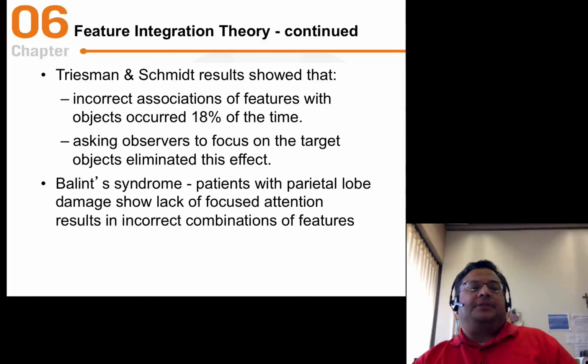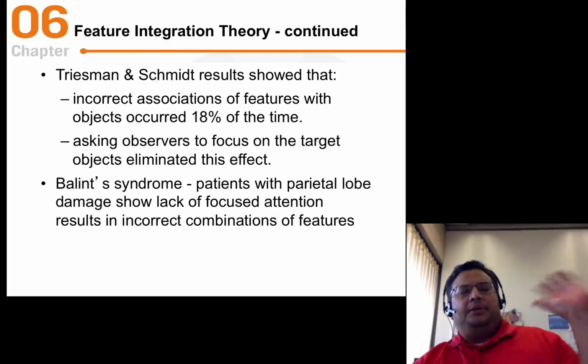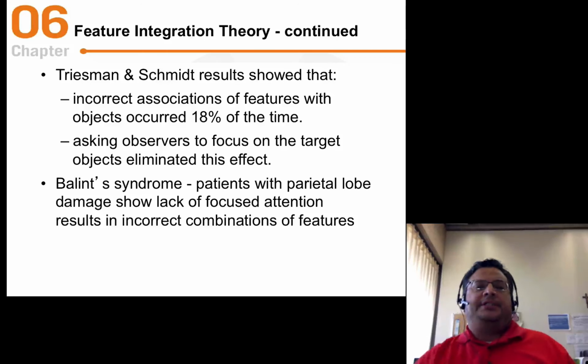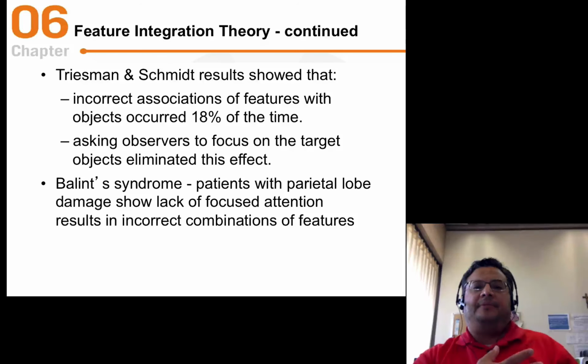We see this also with certain types of brain damage. There's a syndrome called Balint's syndrome, where patients with parietal lobe damage show a lack of focused attention and they combine features. So if they're looking at a blue car and a red dress, they'll say a red car and a blue dress, for example.